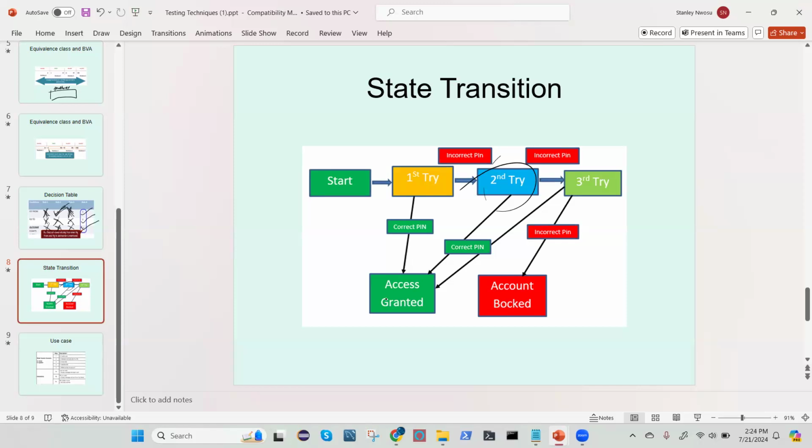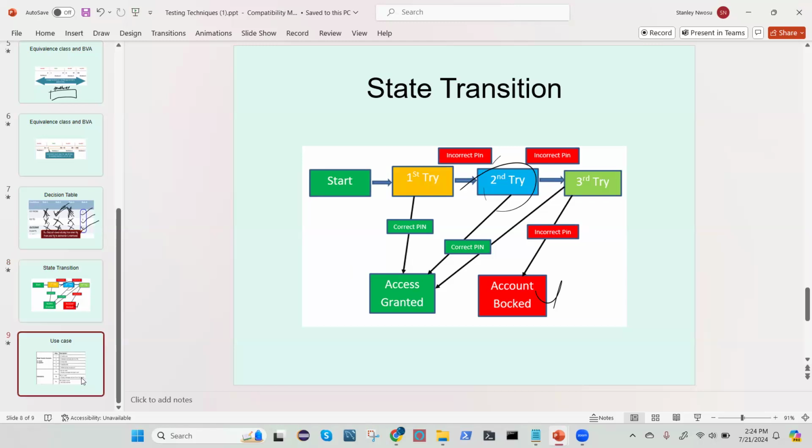The second time you enter the incorrect PIN, it will ask for a third trial. After that, your account will be what? Blocked. Okay, we see that every day when we make a mistake inserting a PIN number. So this is transition, all right? How your system behaves in that particular process. This is called the state transition diagram: how our system will behave from one state to another state.